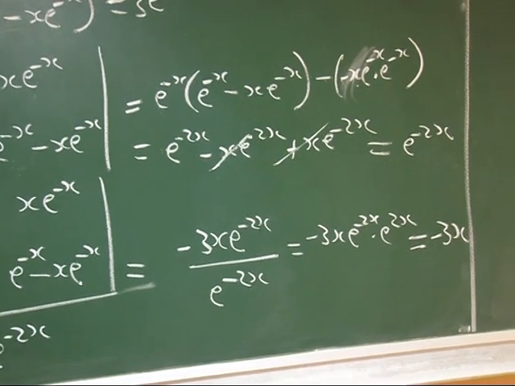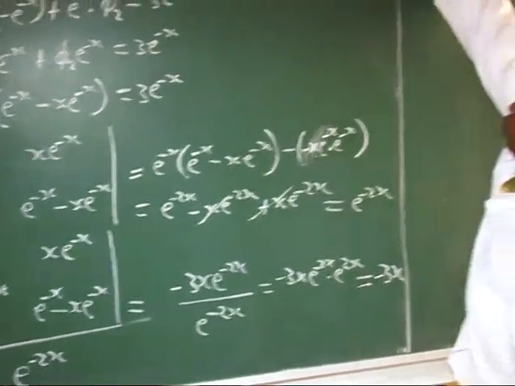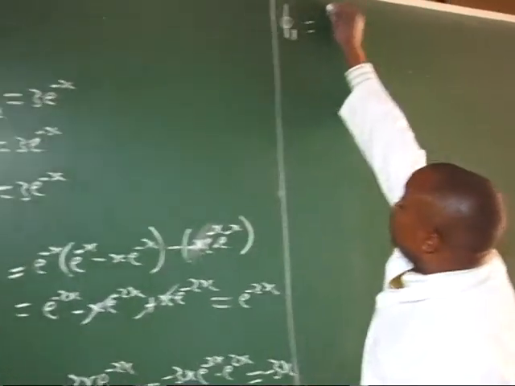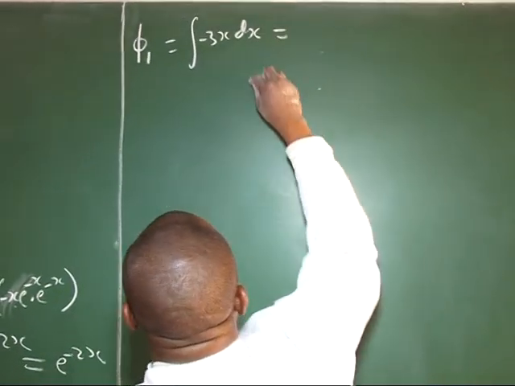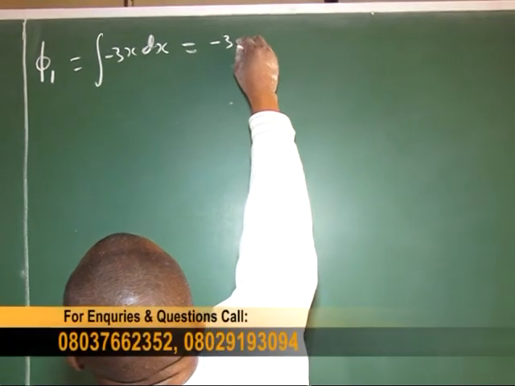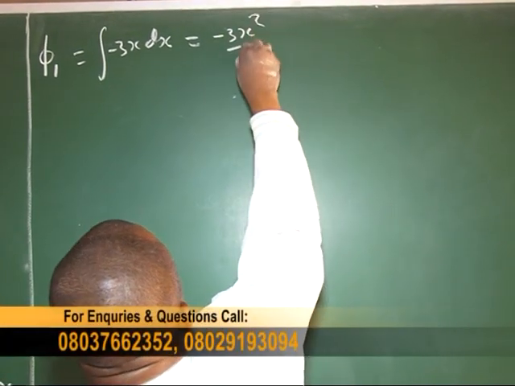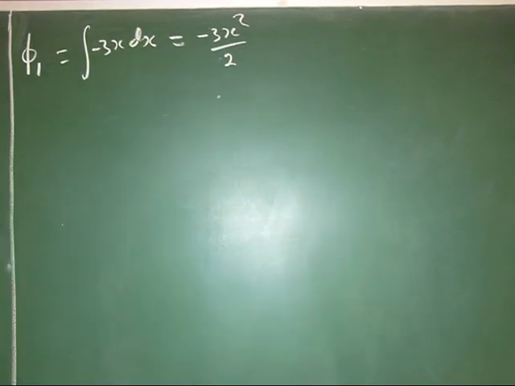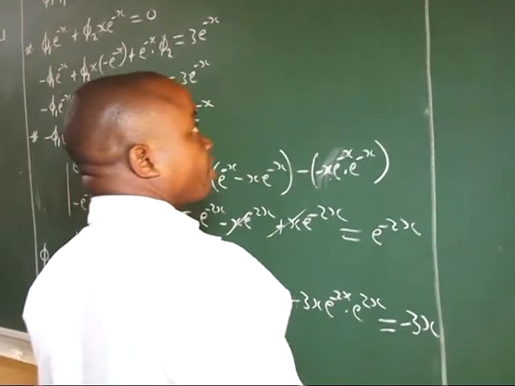Now, after getting minus 3x, we have to integrate. So phi 1 will be equal to the integral of minus 3x dx, which is what? Which is minus 3, yes, x squared all over 2. That is phi 1. Then we'll also look for phi 2.